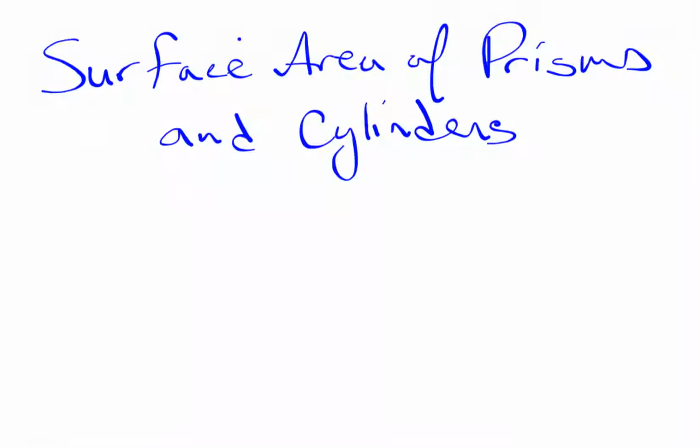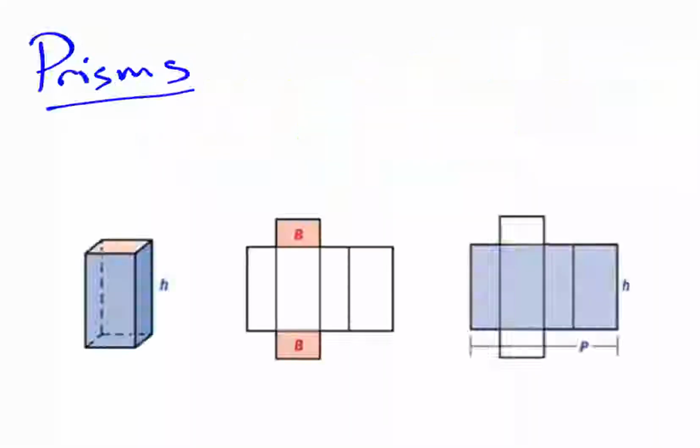Today's lesson is on surface area of prisms and cylinders. First of all, we need to discuss what a prism is. A prism is a three-dimensional shape. That three-dimensional shape has two bases to it. So in this diagram down here in the middle, you can see that the bases are represented by rectangles.